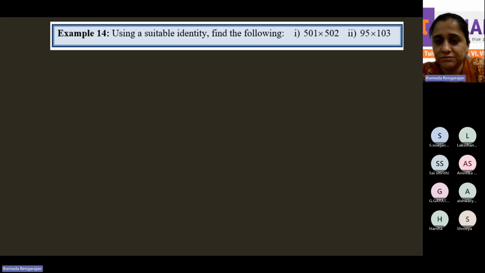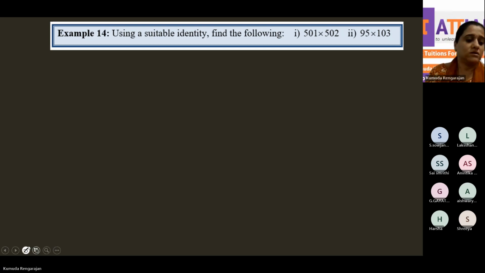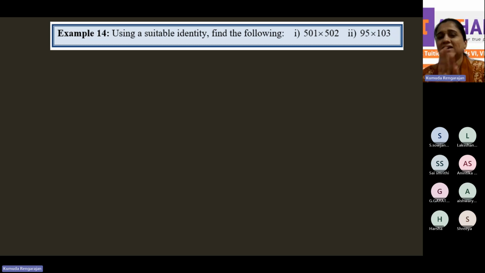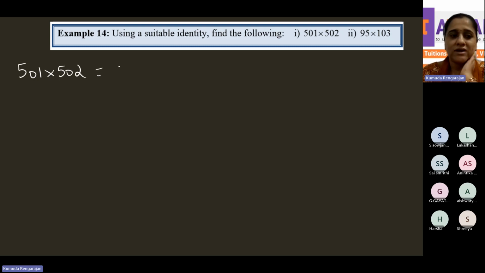Now look at this one. If I ask you what is between 501 and 502, you'll be like 500.5, 501.5. Ma'am, we selected 500 itself, ma'am. Yeah. So this question should be written using the number 500. Now 501 into 502 can be written using the number 500. So 501 can be written as 500 plus 1 and 502 can be written as 500 plus 2, making it look like x plus a into x plus b.